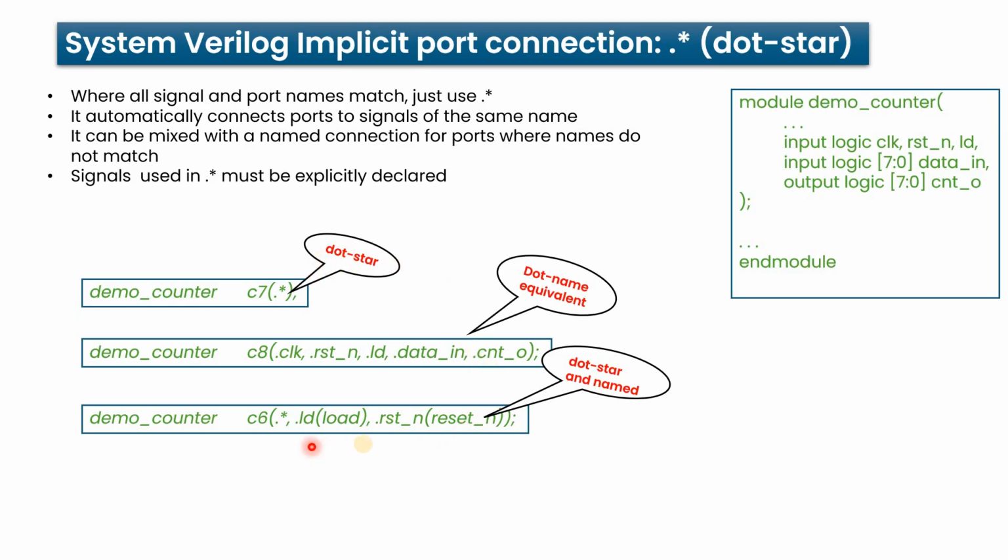And if there are a few ports which have different names than the parent module signal names, then we can also use a mixed approach here. We can use dot star along with the ports which have different names, and connect them using the named approach. So again, the instantiation of the modules gets simpler in SystemVerilog by making use of this dot star and dot name approach.